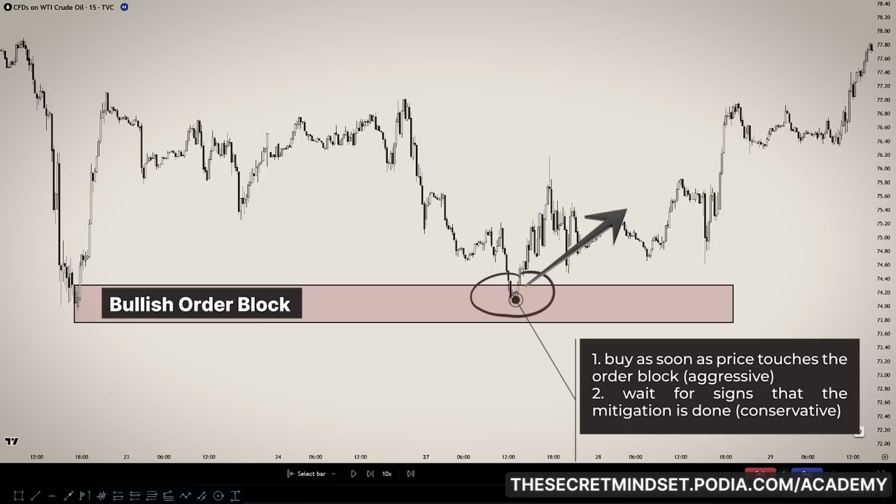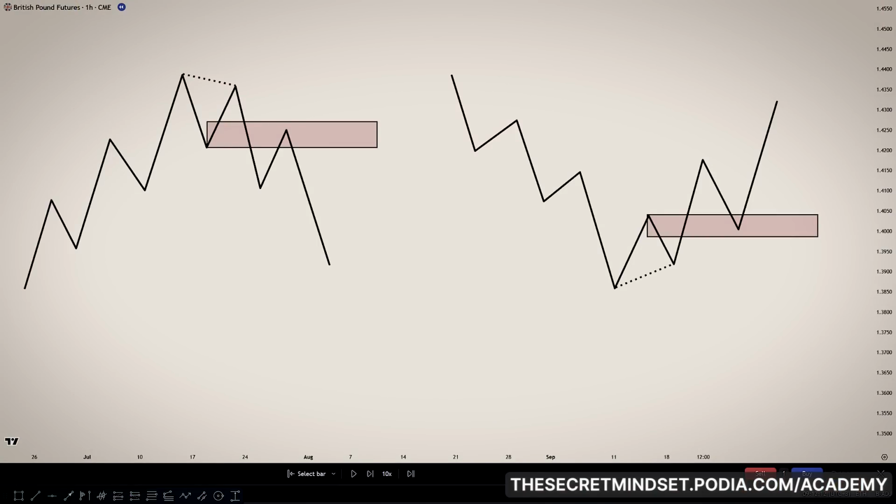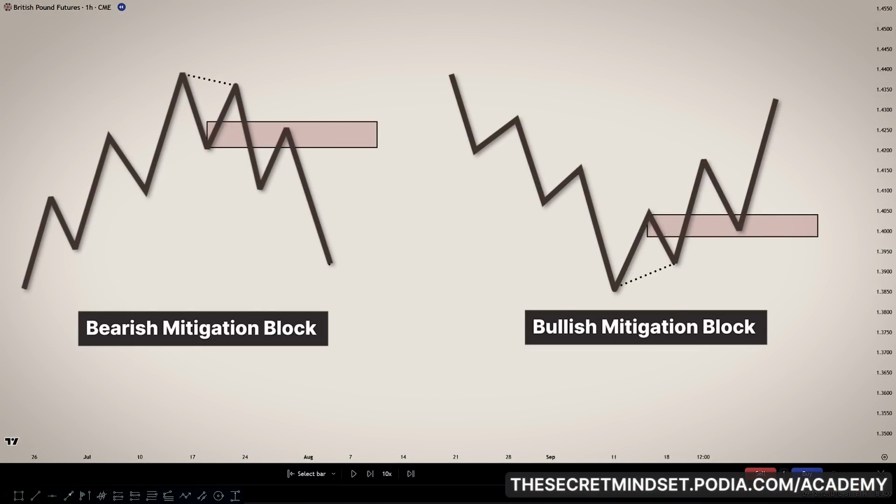Others wait for signs that the mitigation is done. Price action close, maybe a rejection candle, or a break of a small trend line. We'll talk about the best entries later. There's also a concept called a mitigation block. It's like a cousin to the order block. It's all about how price behaves afterwards.